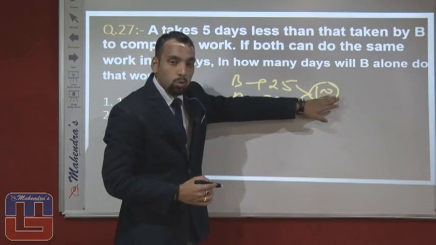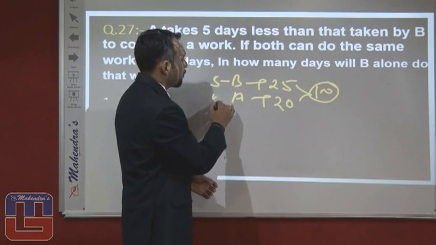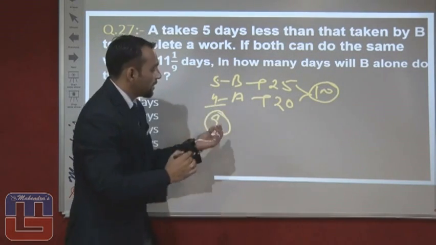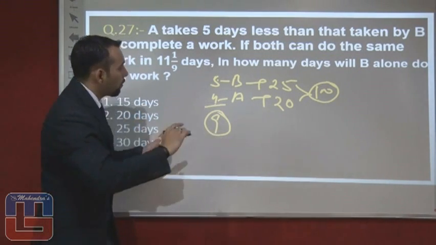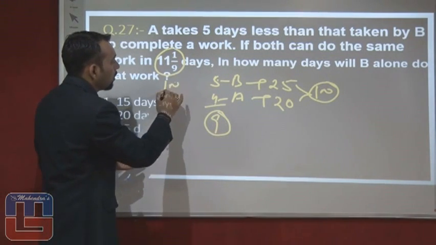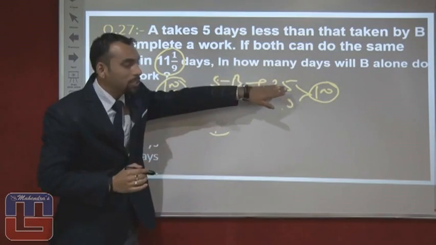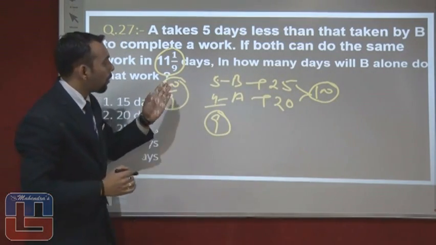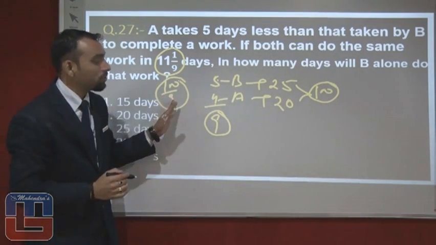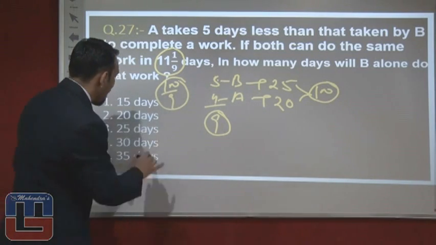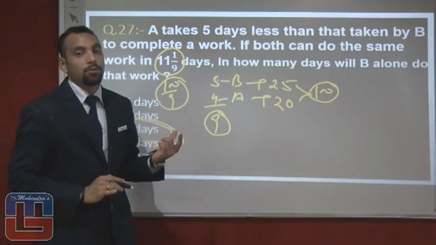Now 100 is work. Now see, this is 5, this is 4, and the sum of their efficiency is 9, and from here we get 100 by 9. So this 25 satisfies this condition. So directly we can say that the answer will be 25.